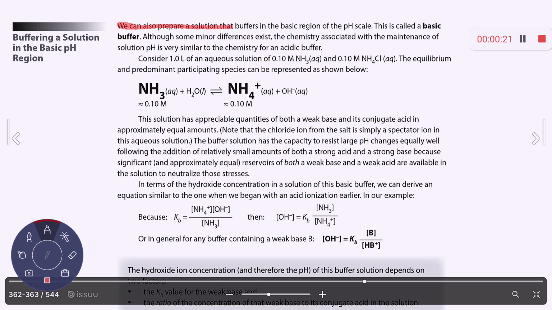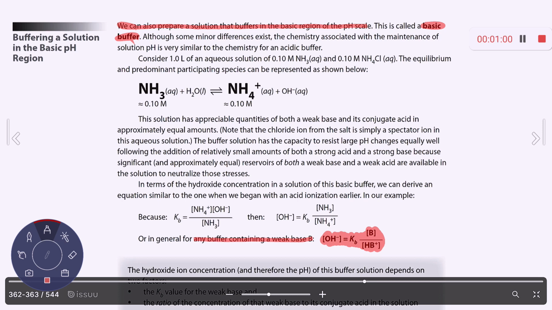Okay, so you can also make a buffer that works in the basic region of the pH scale. So obviously this will be called a basic buffer. And if you're looking for the ratio for any buffer that contains a weak base, the hydroxide ion concentration will be equal to the Kb times the ratio of the weak base to its conjugate acid.